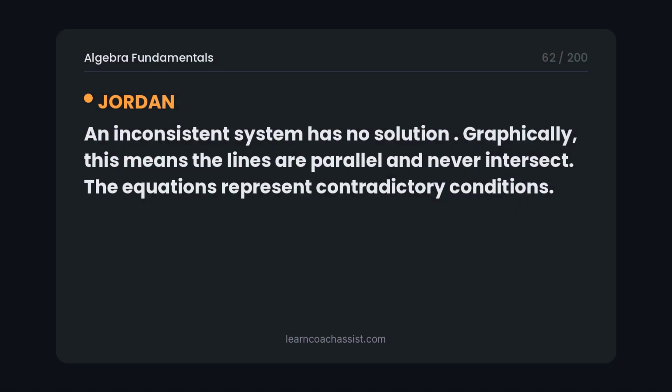What does it mean when a system of equations is inconsistent? An inconsistent system has no solution. Graphically, this means the lines are parallel and never intersect. The equations represent contradictory conditions.